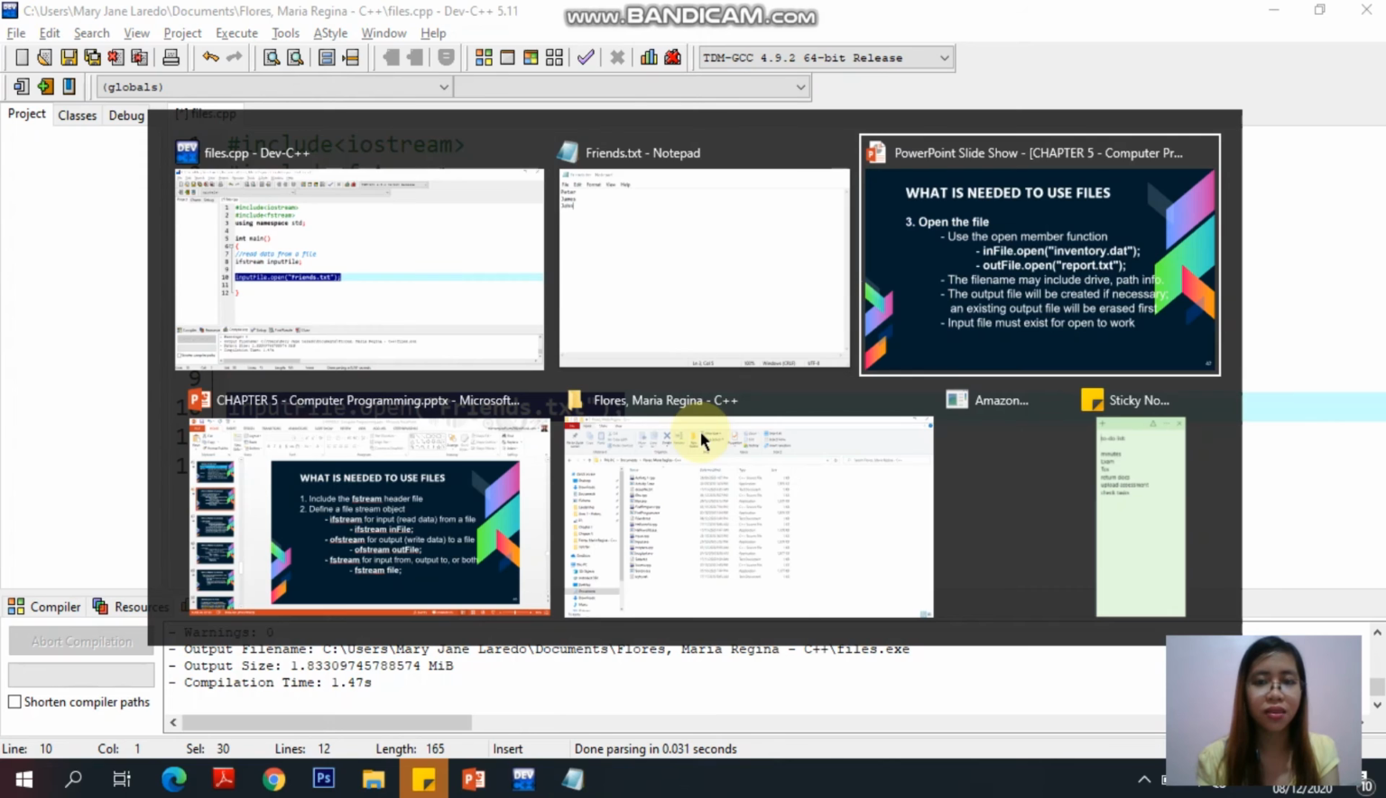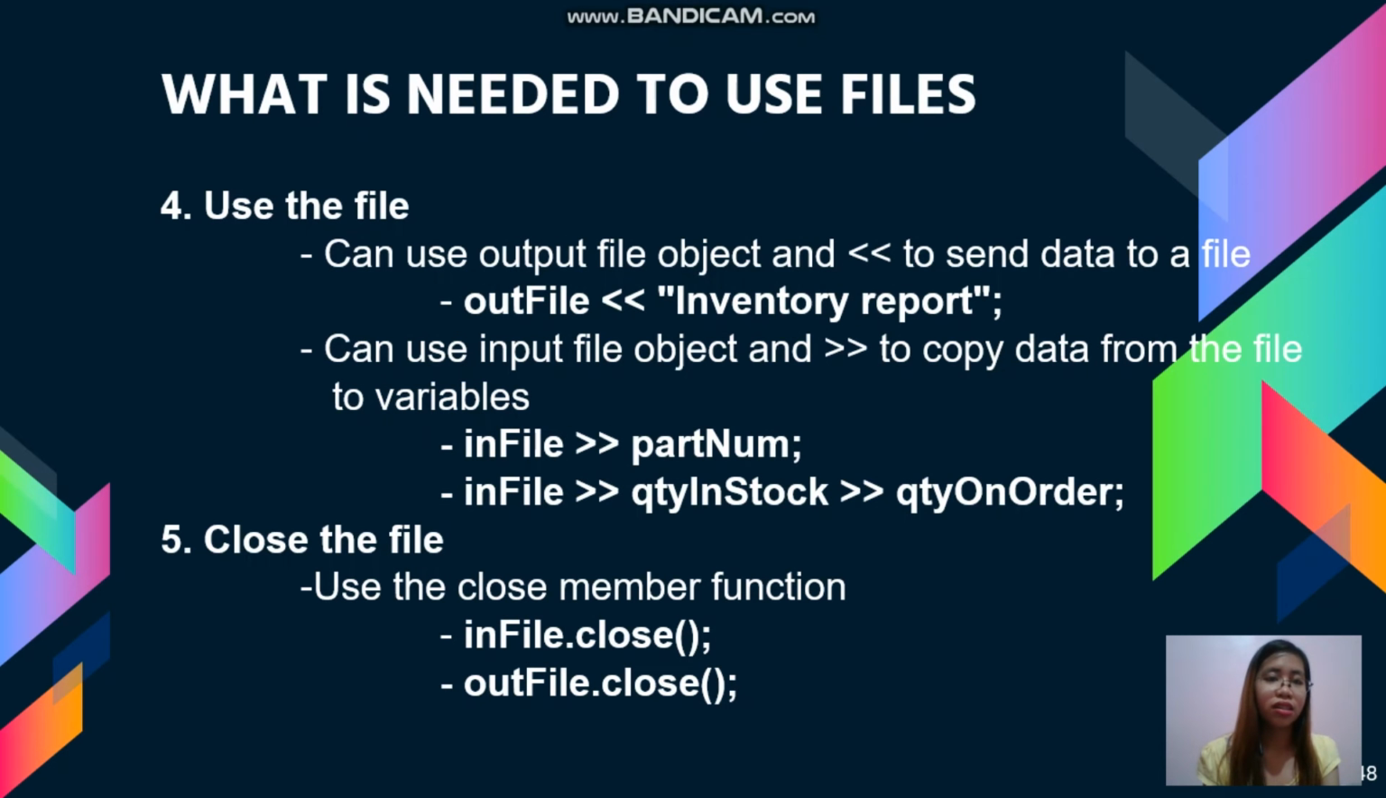So the next step is to use the file. You can use the output file object now to send data to a file. Just like cout, we are using this stream insertion operator to send data to display the output. For example, output file, inventory report. In the input file, we can use the input file object and this operator to copy data from the file to variables. Just like in cin. So this is like a cout, and this is like a cin, so this works like cin as well.